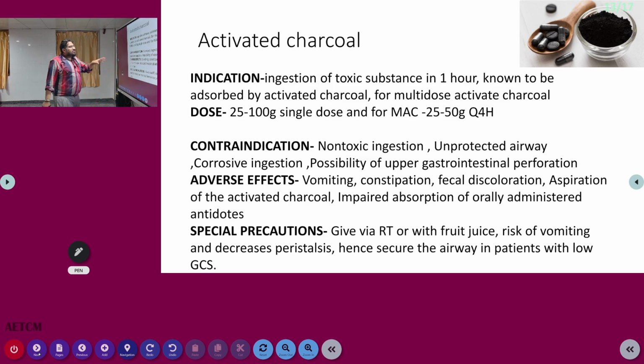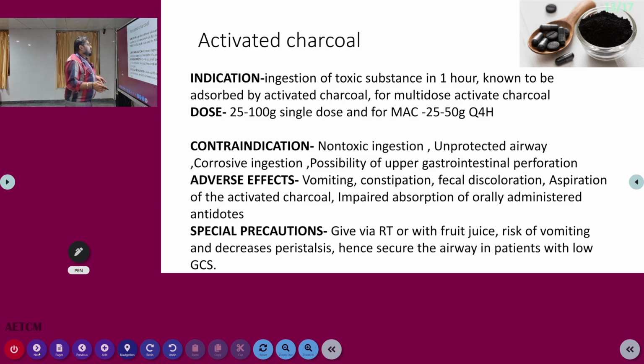So next is the activated charcoal. Activated charcoal is one of the most commonly used agents, you can call it maybe a universal antidote, but I don't feel so, because you cannot give activated charcoal to all patients. There are two types of activated charcoal delivery that you will do. One is a single dose delivery, and the other one is multiple doses. Usually in the majority of cases you need to deliver only one dose of activated charcoal.